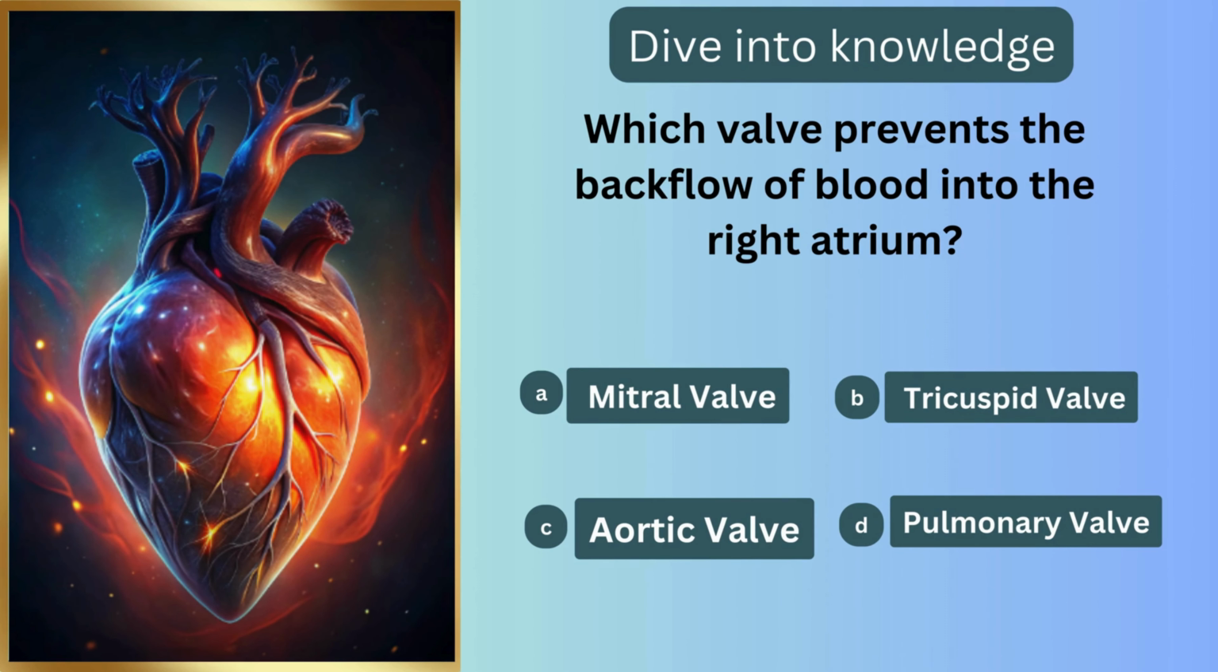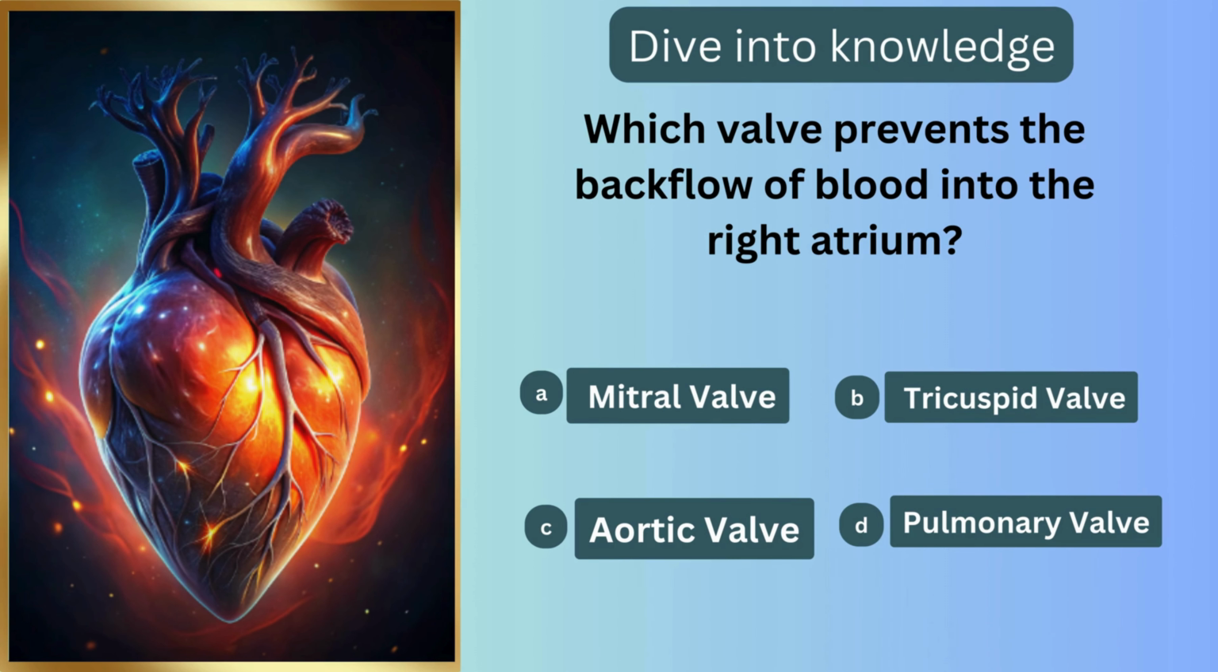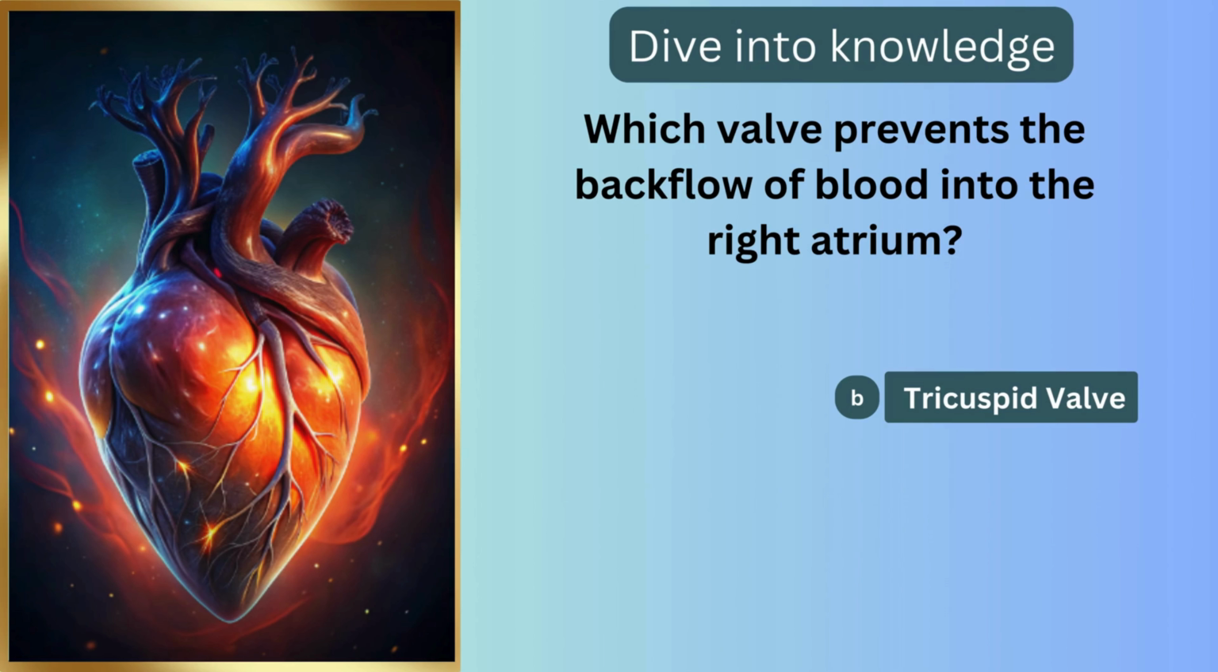Next question is, which valve prevents the backflow of blood into the right atrium? Let's take a look at the options. A. Mitral valve. B. Tricuspid valve. C. Aortic valve. Or D. Pulmonary valve. Time's up. The right answer is B. Tricuspid valve.